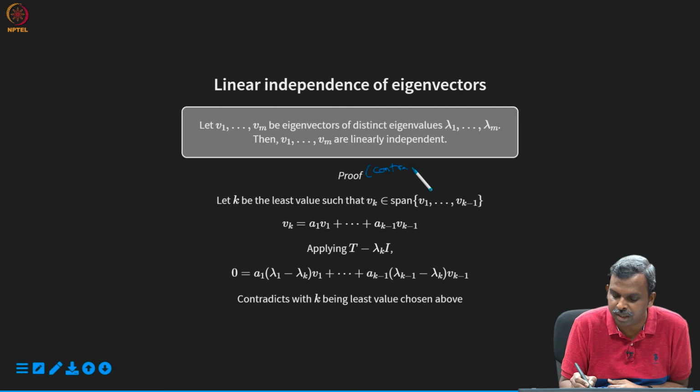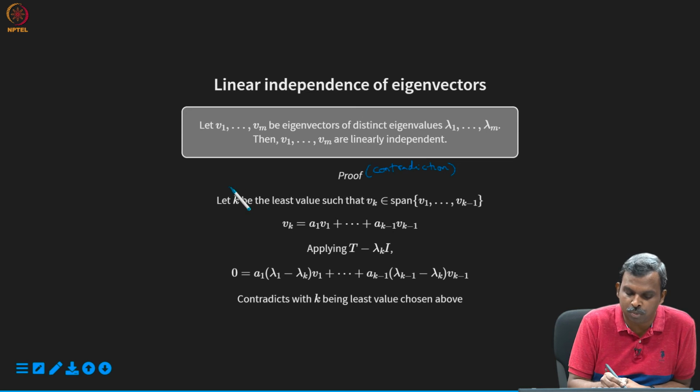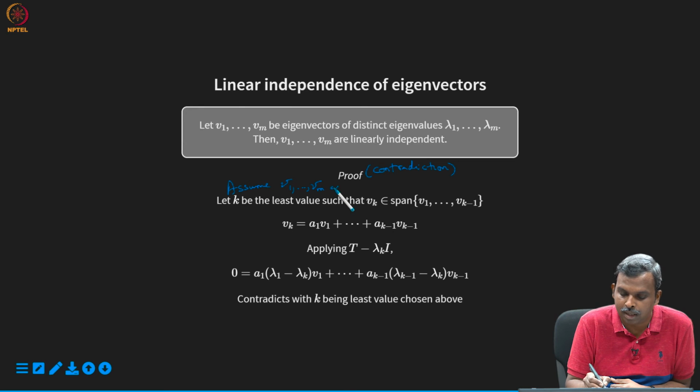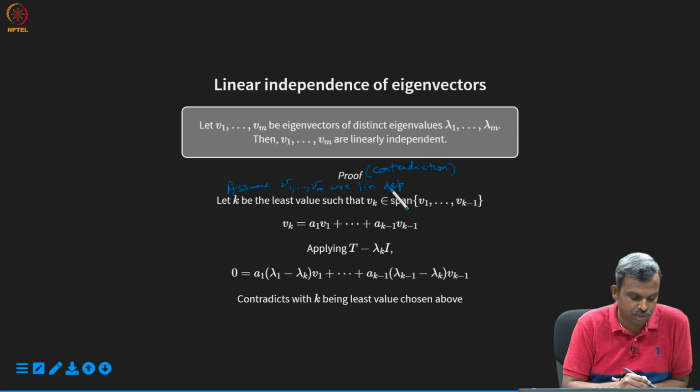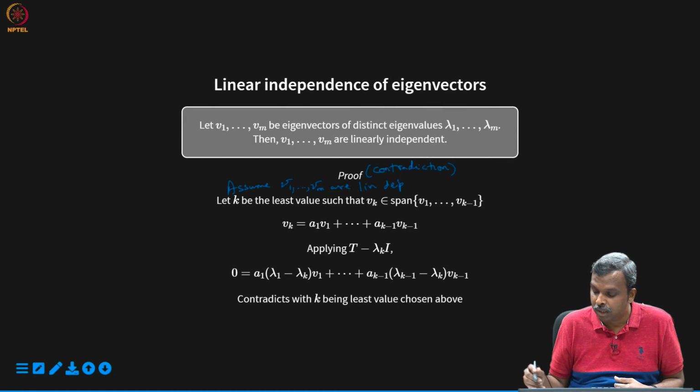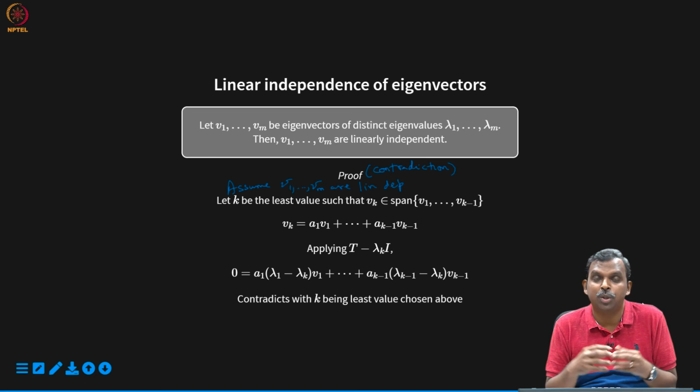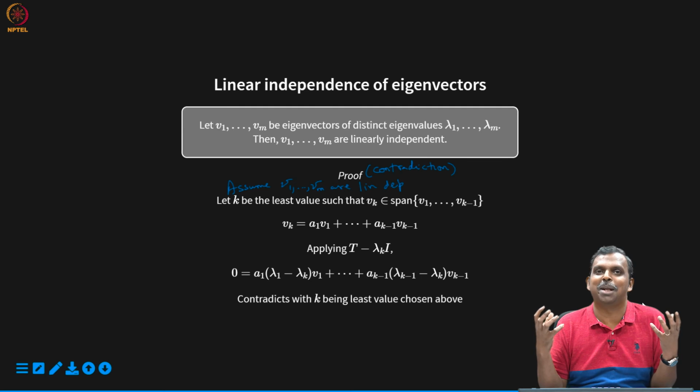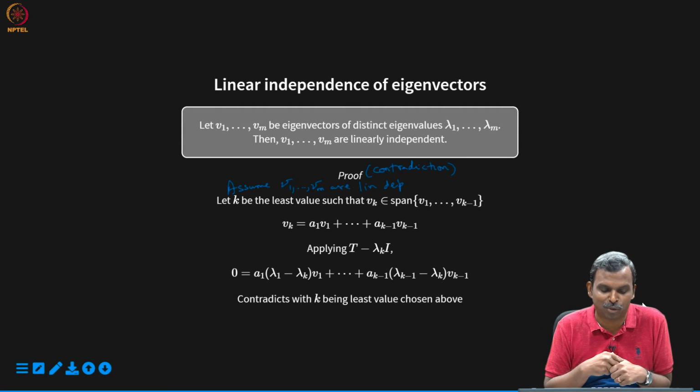What is contradiction? If you want to show something is linearly independent, what do you assume? Assume V1 to Vm are linearly dependent. So the proof is by contradiction, and you assume they are linearly dependent. Once you assume that, what happens? You can use the linear dependence lemma. You can see how many times we use this lemma. It's very fundamental and powerful.